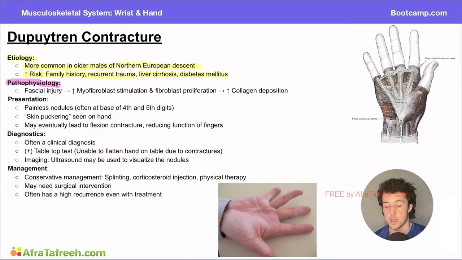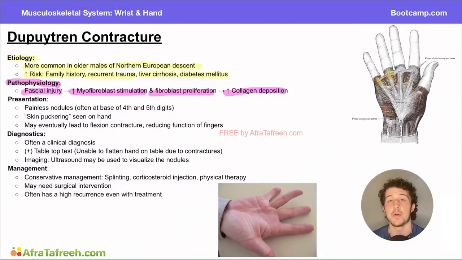Let's talk about pathophysiology. It's not an extremely well understood condition, but it's believed that fascial injury may contribute to an increase in myofibroblast stimulation and fibroblast proliferation, which will then lead to an increase in collagen deposition here in the hand. And this collagen deposition is what can contribute to the contracture as it limits the range of motion across that metacarpophalangeal joint.